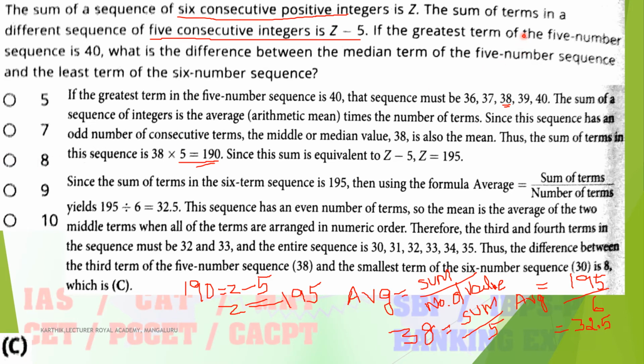The median of 5 consecutive integers is how much? 38. Median of 5 consecutive integers, that is 38. Least of 6 consecutive integers, that is 30. So 38 minus 30 is 8. Option C is the correct answer.